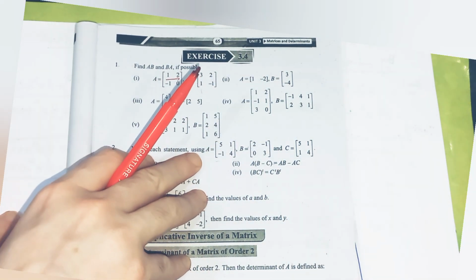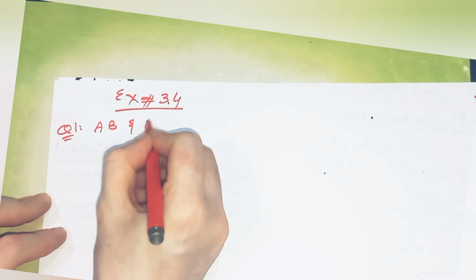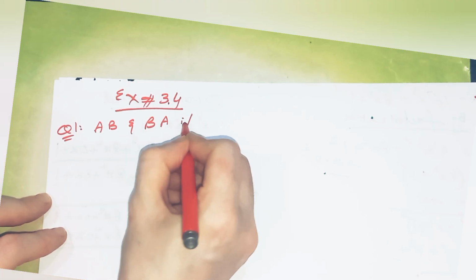Okay dear students, now we start our today's lecture and question number 1, AB and BA. Okay, we started here, the exercise is 3.4. All right, the question is question number 1, AB as well as BA if possible.